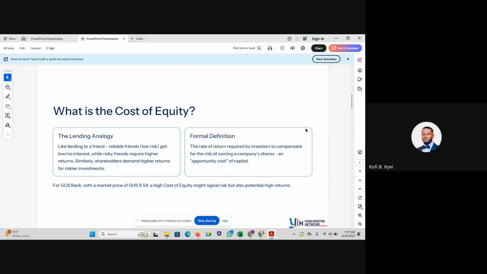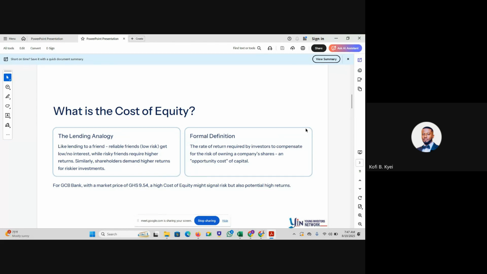This formal definition is for those who want to write it in their books for exam's sake. It is the rate of return required by investors to compensate for the risks of owning a company's shares. The rate of return required.